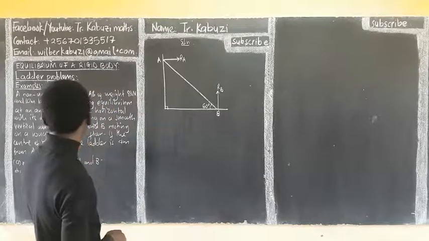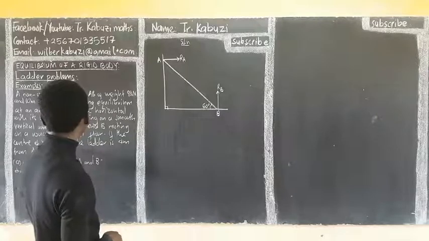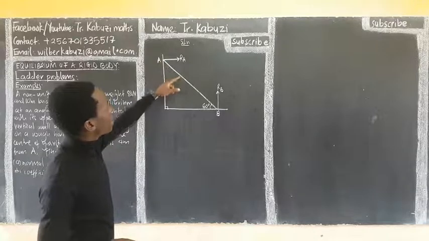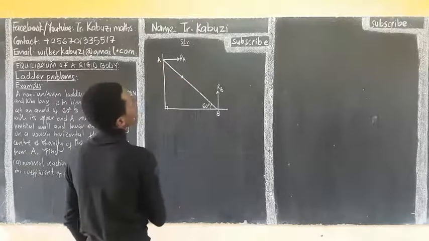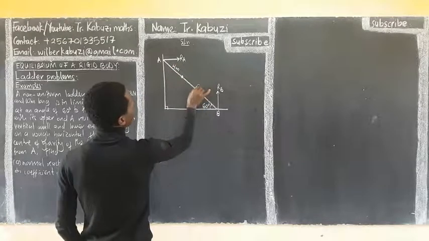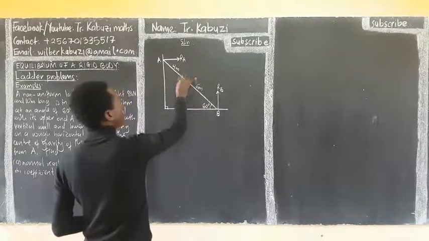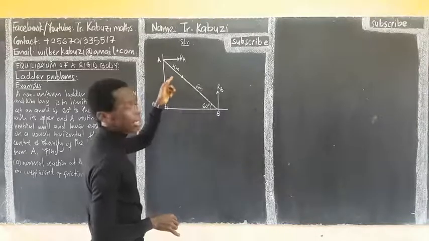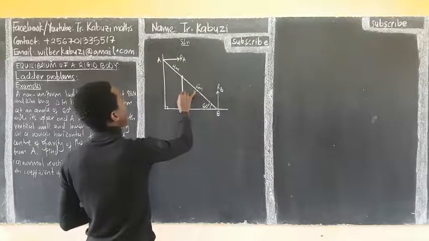Now they are telling us that the center of gravity of the ladder is 4 meters from A. So if we move 4 meters from A, I think my 4 meters are going to be somewhere there from A. If these are 4 meters, it means that the balance is going to be 6 meters because the ladder is 10. So this is where the center of gravity is, and the weight of that ladder is going to act there.